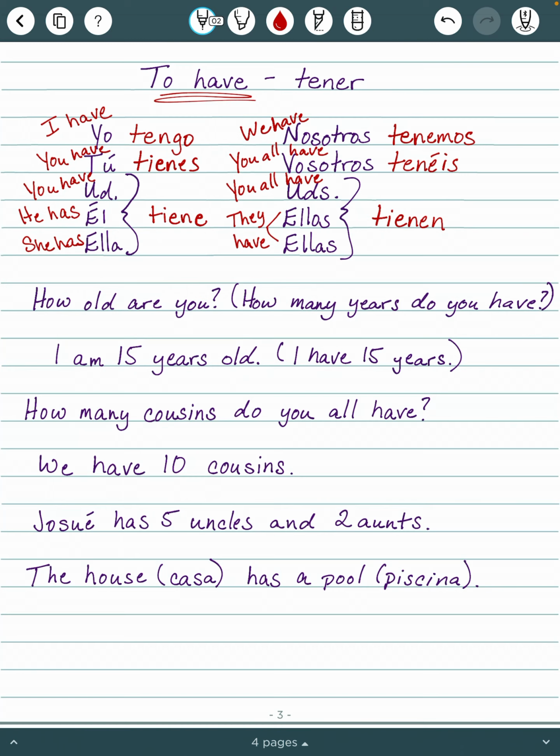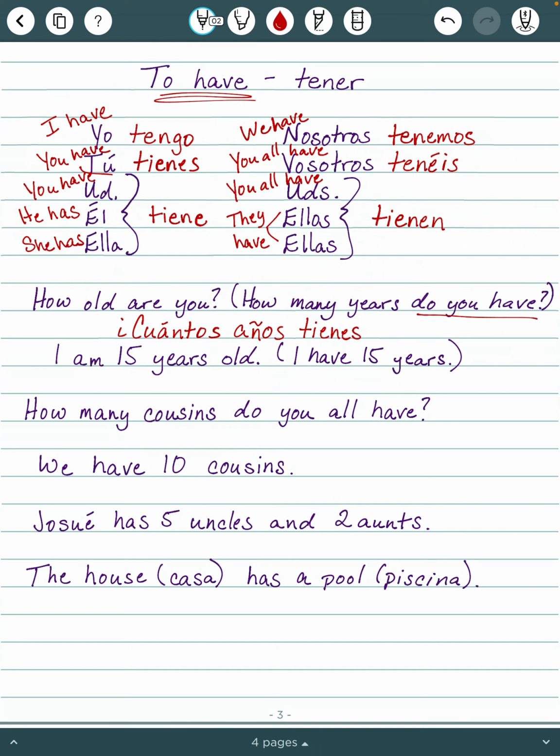So let's practice these. How old are you? This is one you've actually seen before. It literally translates as how many years do you have? So to say how many, we say cuántos. I'm saying how many years, años. And then we say, do you have? Now for this one, I'm going to go with tú. So tú goes with tienes. And that translates as how many years do you have?